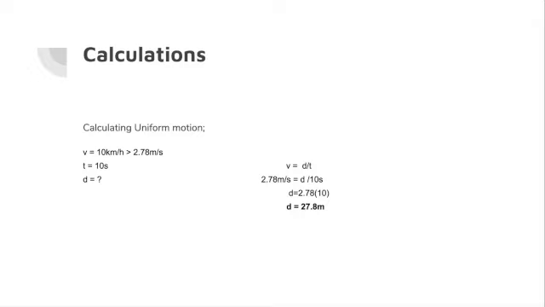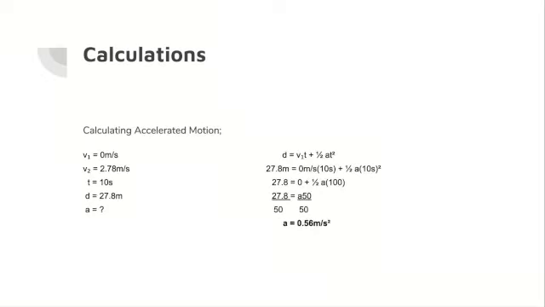This is a calculation for calculating uniform motion. The formula I used was d equals v times t, and I got 27.8 meters. This is the calculation for my accelerated motion using d equals v1t plus half at squared, and my answer was 0.56 meters per second squared.